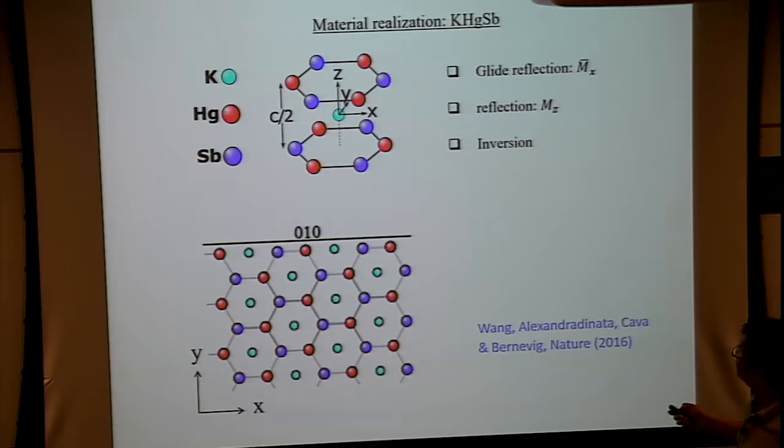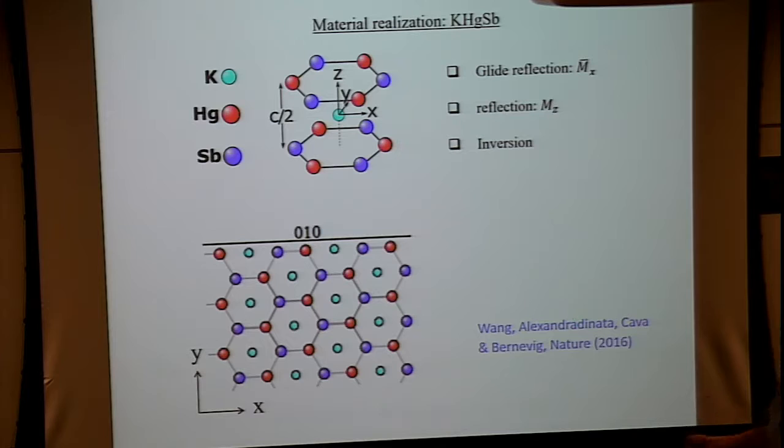If you look at this crystal structure, if we do a reflection x to minus x, followed by translation in the z direction, the crystal remains invariant. So this is the glide reflection symmetry. And if you look at this particular side surface, the 010 surface, the surface preserves this glide reflection symmetry: reflection in the x direction followed by translation in the z direction. This is a symmetry that's present for the surface.